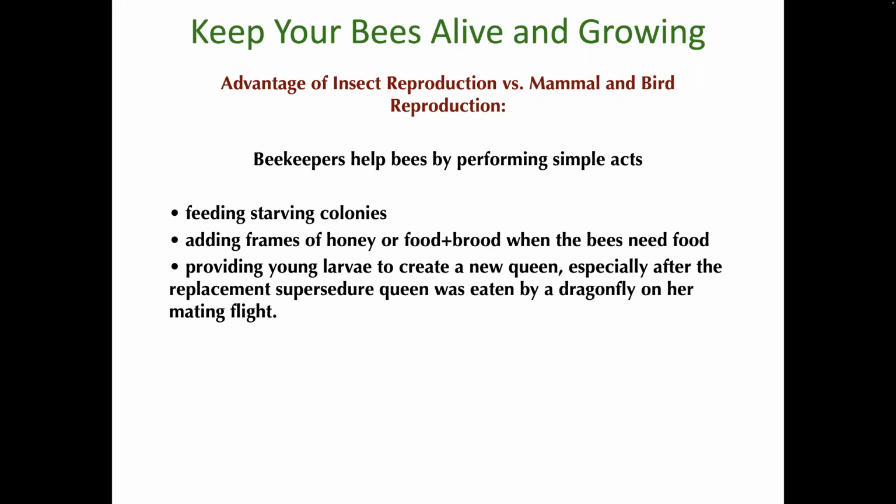You can always add frames of honey, or what I call a brood frame. That's honey and brood, and maybe some pollen, for when the bees need food, or need bees to boost them and keep them going. You can provide young larvae so that the bees can create a new queen, especially if the colony has lost a queen, a supersedure queen or a swarm queen, was eaten by a dragonfly or destroyed during a thunderstorm, whatever happened to put her out of her misery.